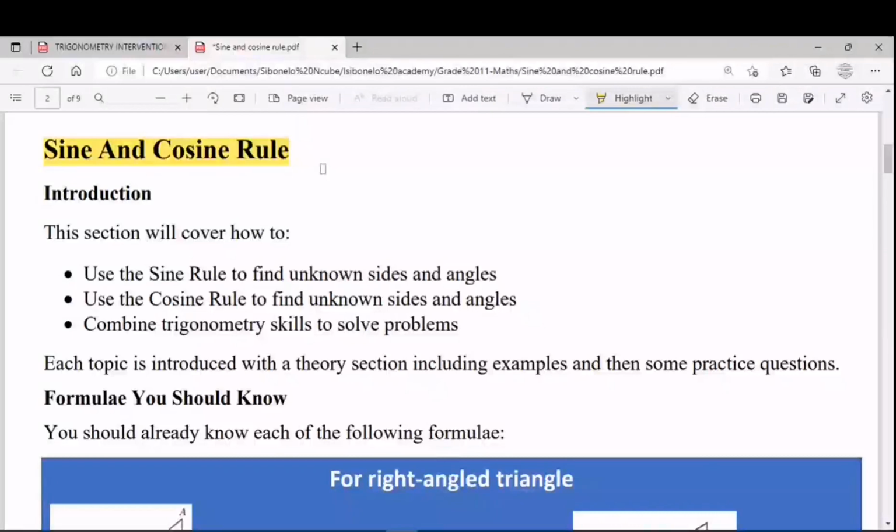So guys, in this section we will cover how to, number 1, use the sine rule to find unknown sides and the angles. After this session you must know how to use the sine rule to find the unknown sides and the unknown angles. Number 2, use the cosine rule to find the unknown sides and unknown angles. So combine trigonometry skills to solve problems.